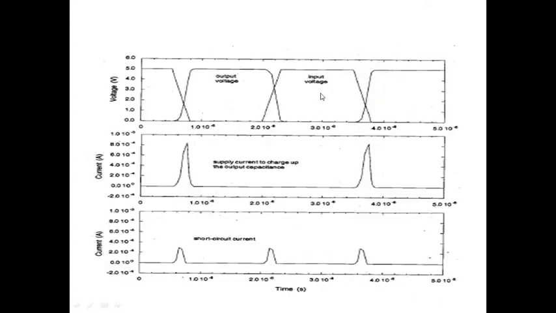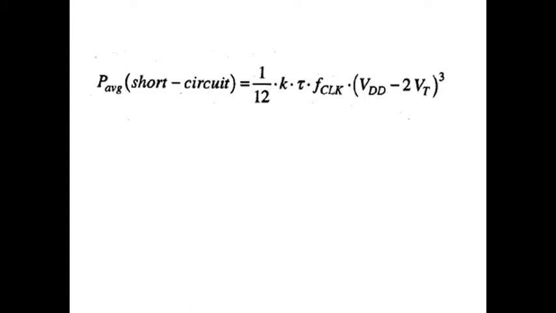Again, in this slide you can observe that this is the sharp spike of short circuit current that flows through your CMOS circuit, and that current flows whenever there is a transition, and the transition is nothing but what? Your region B, region C, and region D, during which both the transistors are in what? On state. So the average short circuit power is given by 1/12 times k times f_clock times (VDD minus 2 times the threshold voltage) raised to 3.